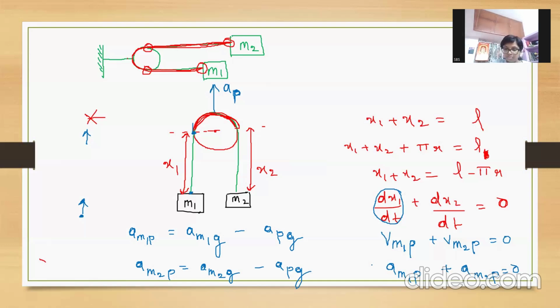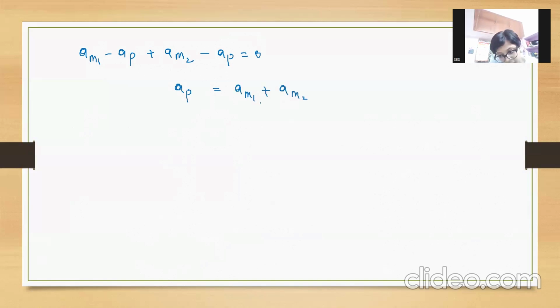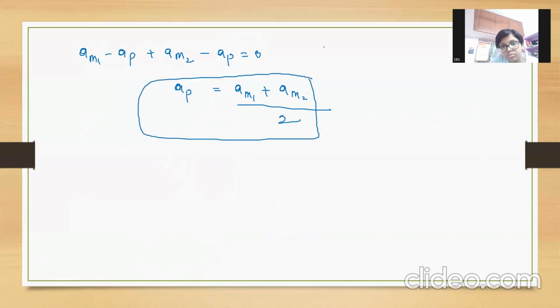So once you write these two equations here in equation 1, what will you get? Just put it here, a m1 g, a m1 direct you can write minus a p, understood, okay? a m2 minus a p equal to 0. So from here you can get acceleration of pulley will be what? Acceleration of m1 block plus acceleration of m2 block divided by 2. Clear? This is a very, very important relation.